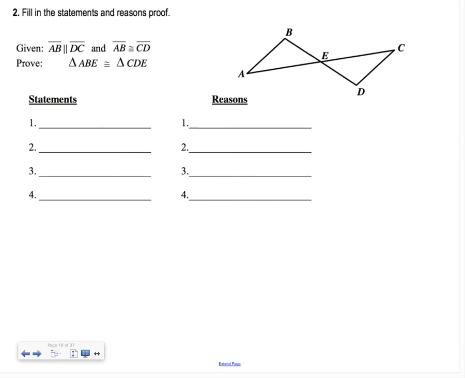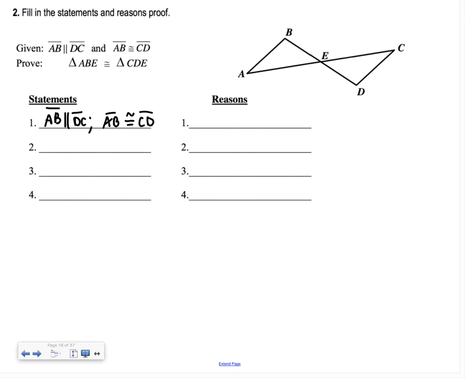All right. So number 2, it says fill in the statements and reasons proof. This one doesn't have anything given to us, nothing under the statements or under the reasons, so we have to do the whole thing. But we were given that AB is parallel to DC. And we were also given that AB is congruent to CD.